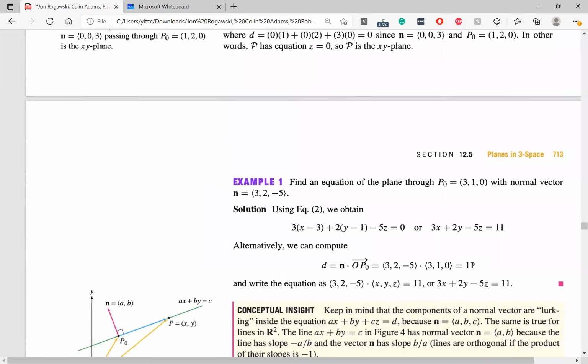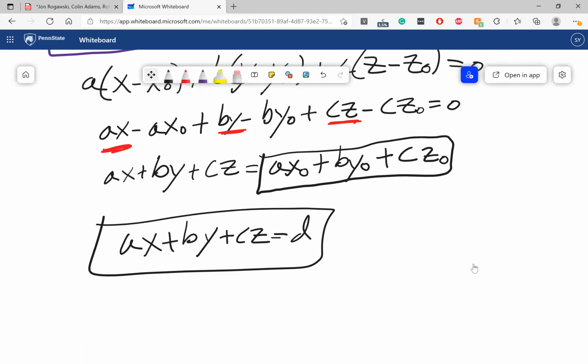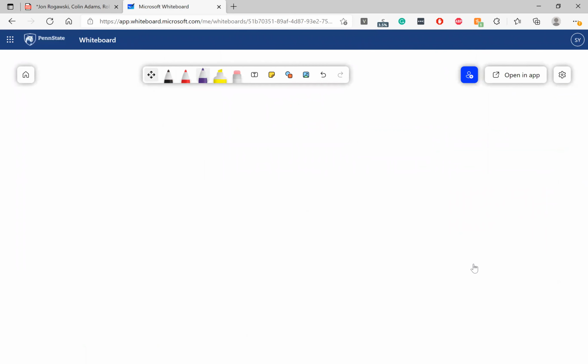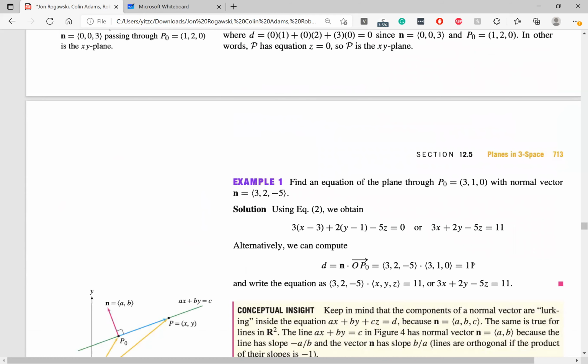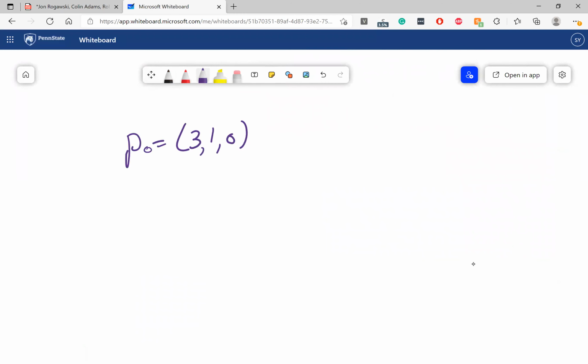Okay, so they give us an example. Find an equation of the plane through the point 3, 1, 0. So P0 is equal to 3, 1, 0. And our normal vector is 3, 2, negative 5. So please take a couple of minutes and do this problem.